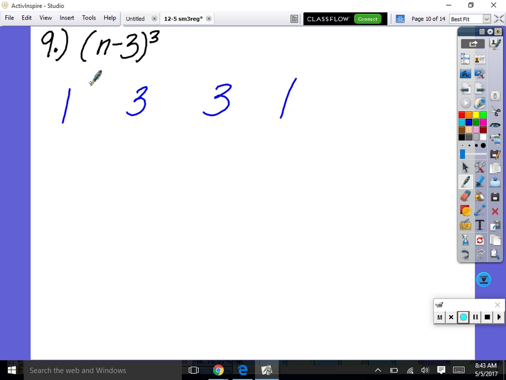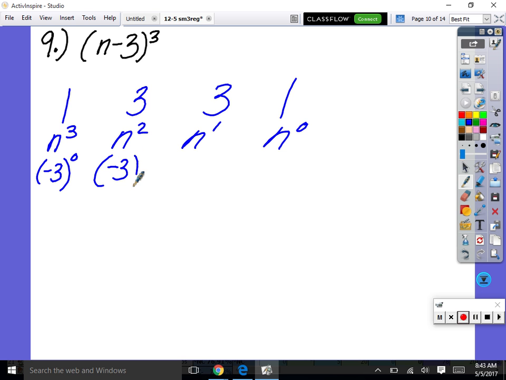Okay, perfect. You take your front thing, which is n, and you raise it to the highest degree to lowest. Then you take your back thing. Now there's a negative, so we're going to have to take the negative with it. So you're going to have to use parentheses. Negative 3 to the 0, negative 3 to the first, negative 3 to the second, and then negative 3 to the third. Now you're going to have to be very careful because any negative raised to an even power is going to be positive. You've got to be careful.